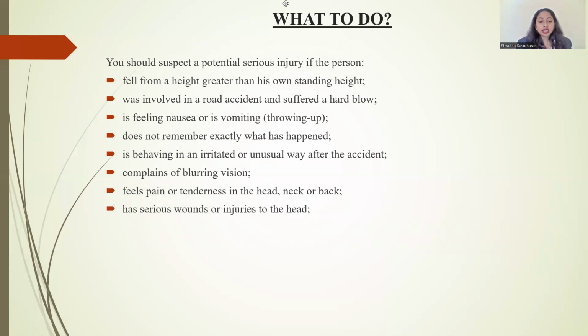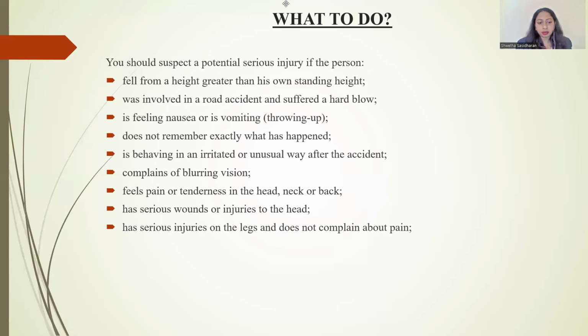He has a serious injury to the head, or has a serious injury to the leg but does not complain about it because he is feeling more in the head area. Even if there is any injury to the spinal cord, he won't feel anything in the leg.